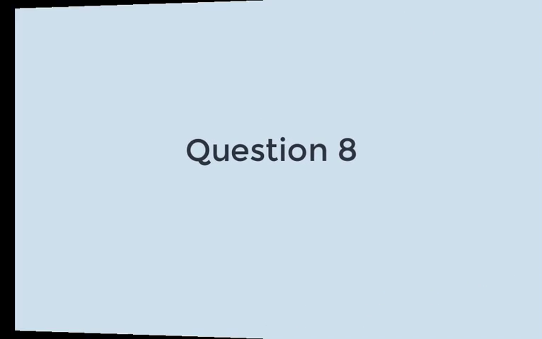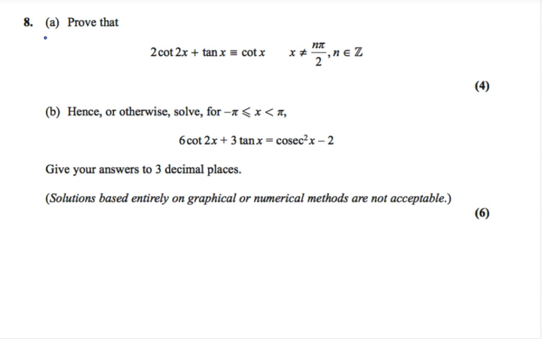Question 8. Part A of the question says prove that 2 cot 2x plus tan x is identical to cot x. x is not equal to n pi over 2, n is a member of the integers, so n is a whole number.